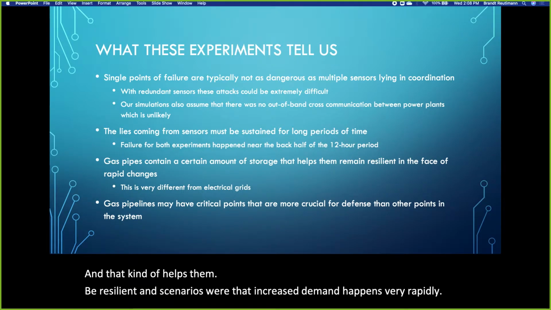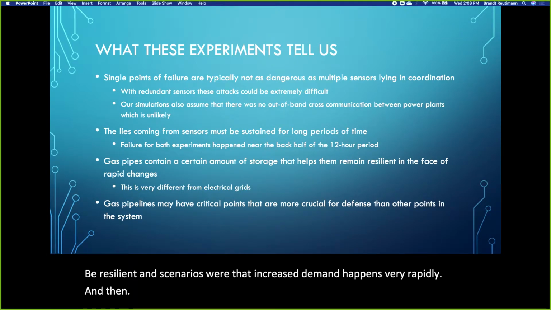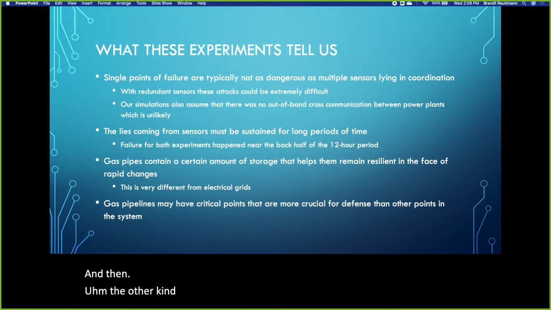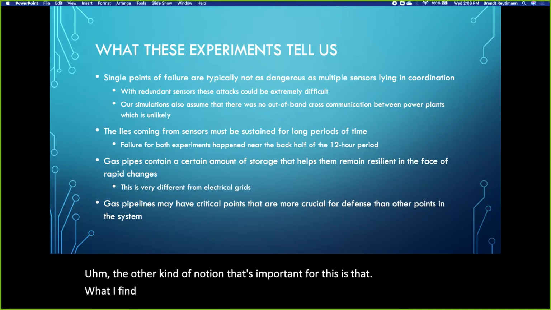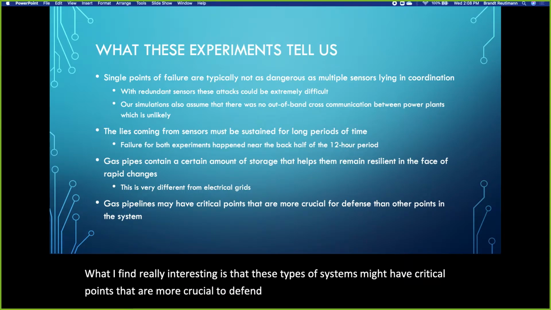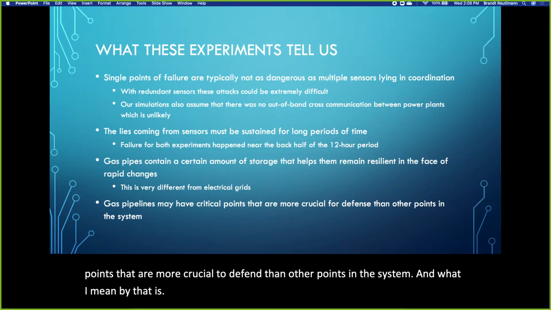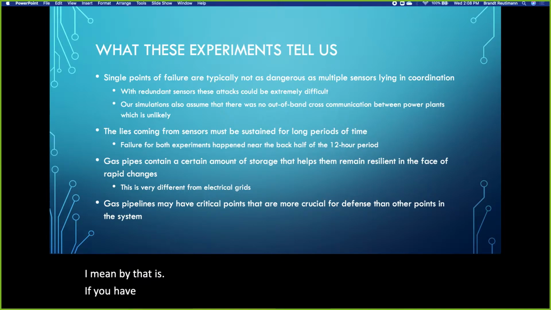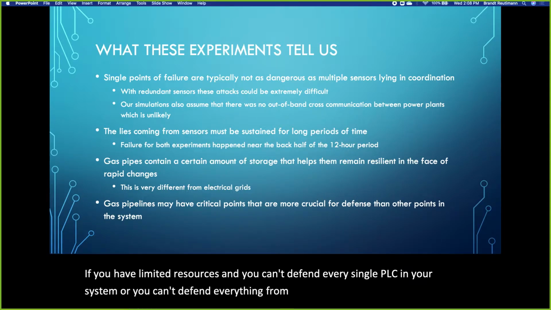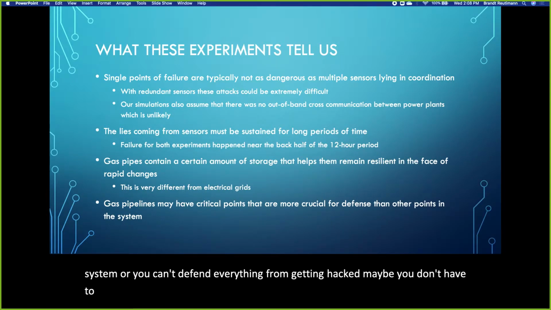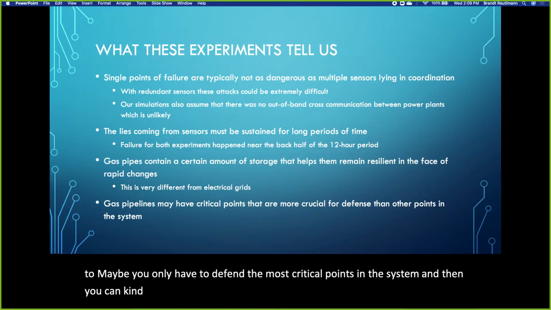And then the other notion that's important, and what I find really interesting, is that these types of systems might have critical points that are more crucial to defend than other points in the system. What I mean by that is, if you have limited resources and you can't defend every single PLC in your system, or you can't defend everything from getting hacked, well, maybe you don't have to. Maybe you only have to defend the most critical points in the system, and then you can rely on the resilience of the system in its own right to protect you, right?